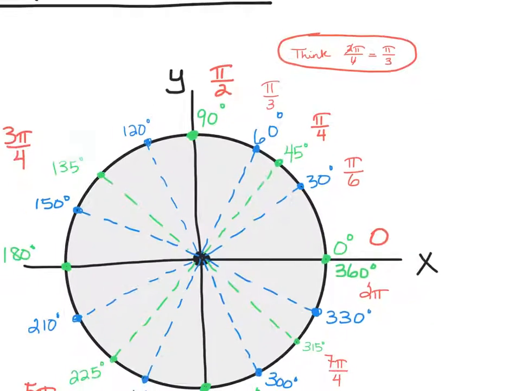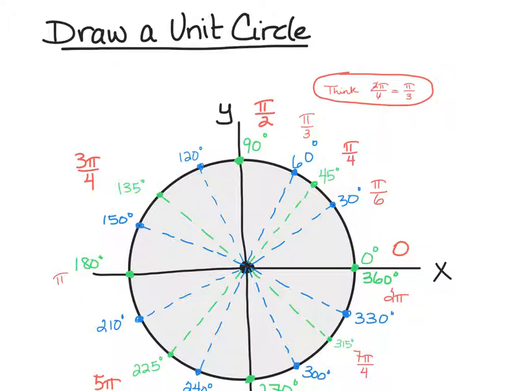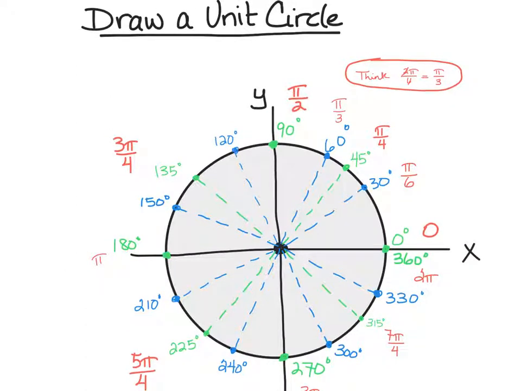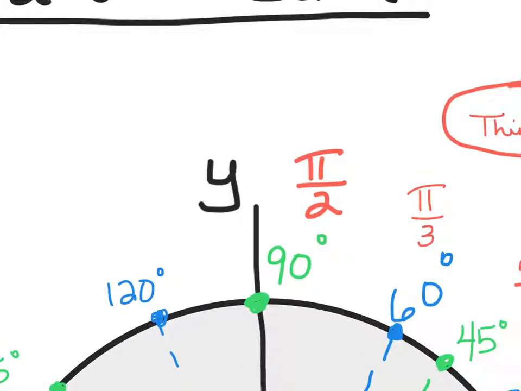But remember that we can count these off, because 30, 60, 90, 120, 150, 180 should be 1, 2, 3, 4, 5, 6 sixths. So 30 is pi over 6, 1 pi over 6. 60 is 2 pi over 6. 90, think about this as 3 pi over 6.